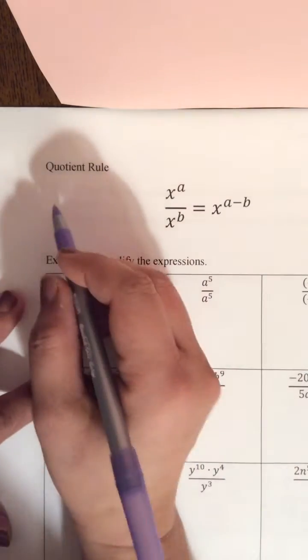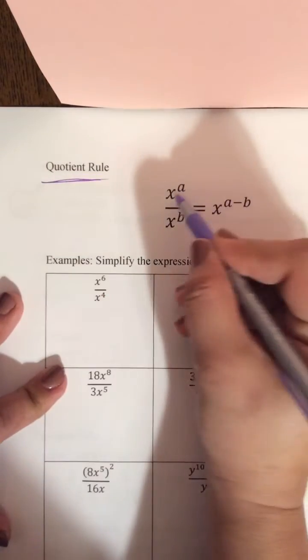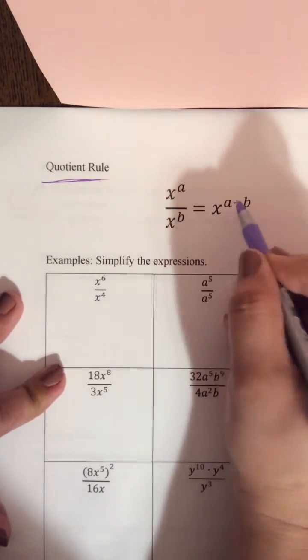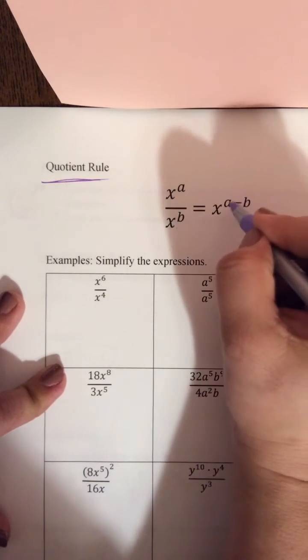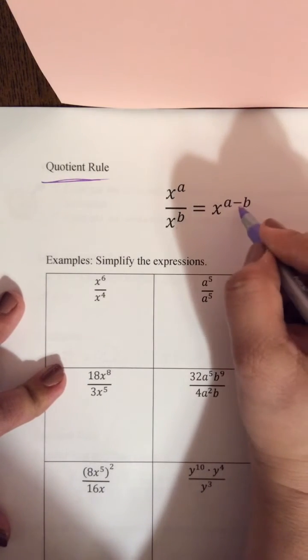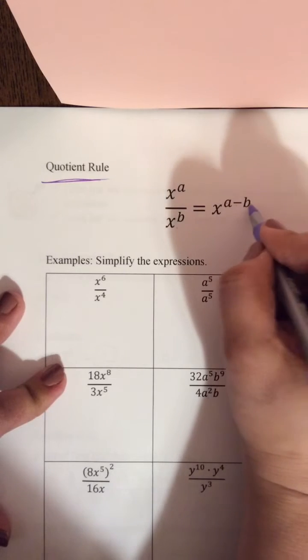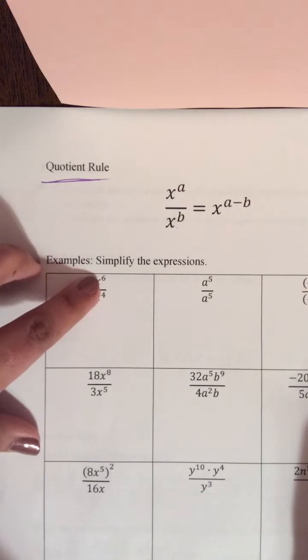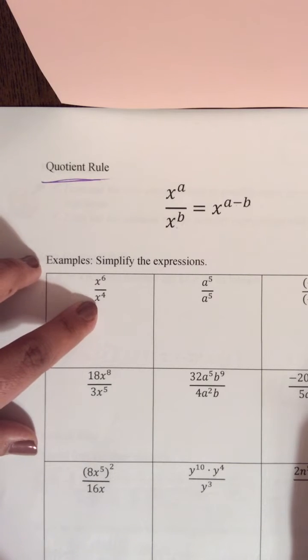Okay, so we have the quotient rule. Yay! x to the a power divided by x to the b power is going to equal x to the a minus b. Notice that the top exponent goes first, take away the bottom exponent. That's very important.